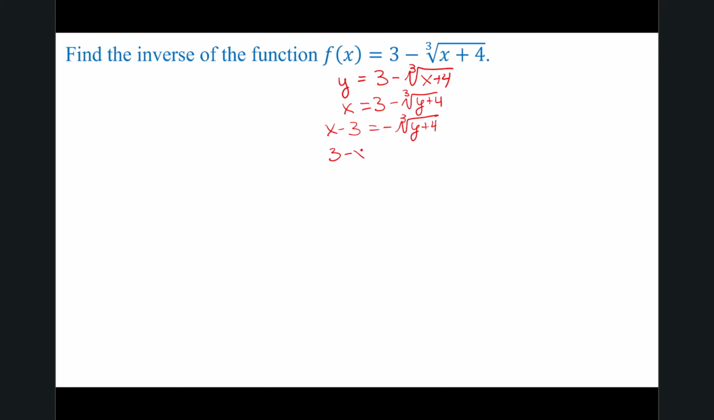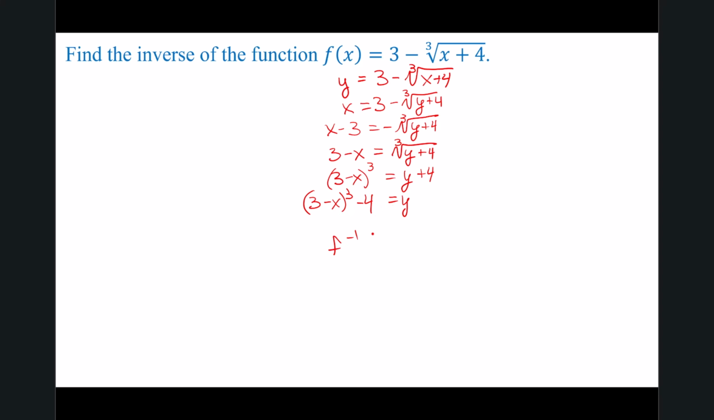So if I multiply the left side by -1, the x becomes negative, the 3 becomes positive, and on the right side I have a positive cube root of y plus 4. Now that I've isolated the cube root, I can raise both sides to the third power, and that gives me 3 minus x cubed equals y plus 4. Then subtract 4, and I get y equals 3 minus x cubed minus 4.